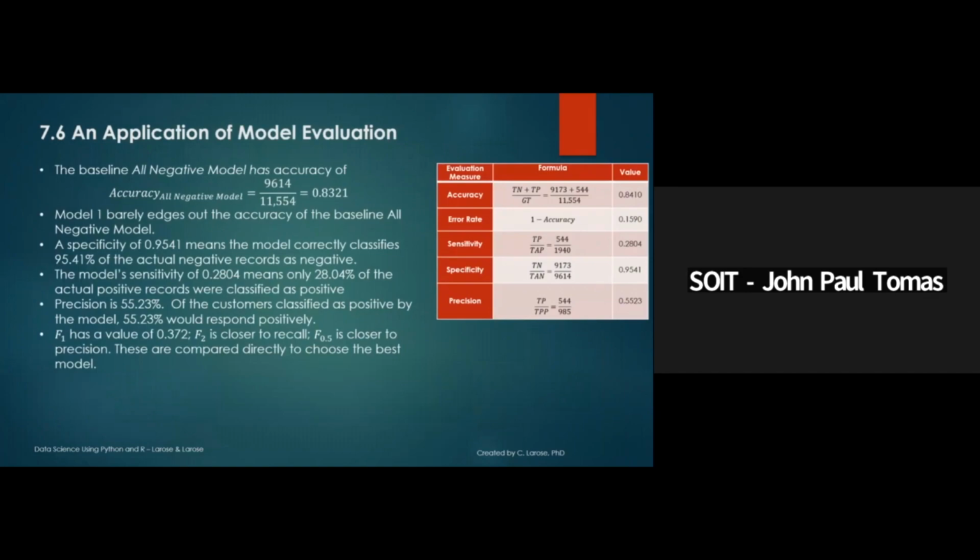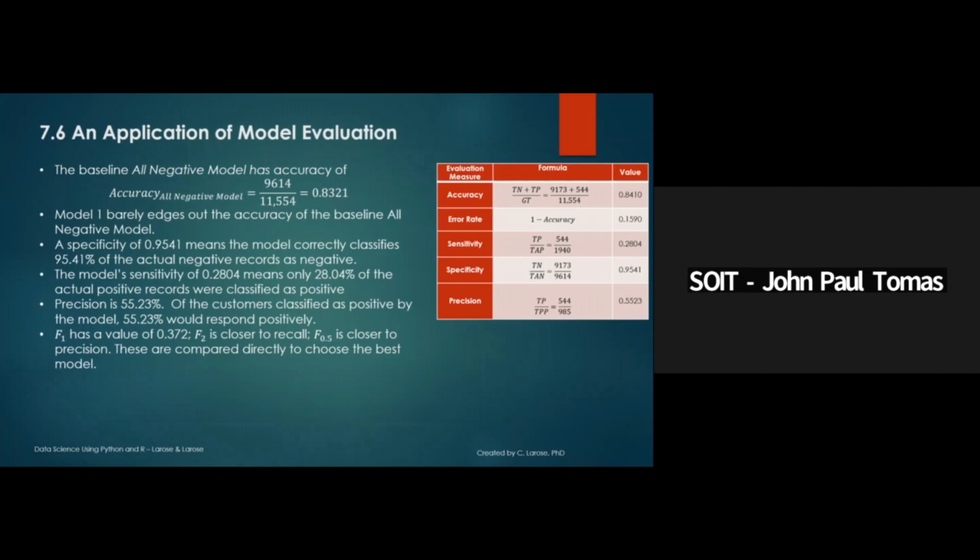All right, so based on the values that I have given or posted a while ago, take note that you have your TAN. Okay, the TAN is around 9,614. The TAP is 1,940, and the GT is 11,554. That will be true across any model because these are actual values and not the predictions.